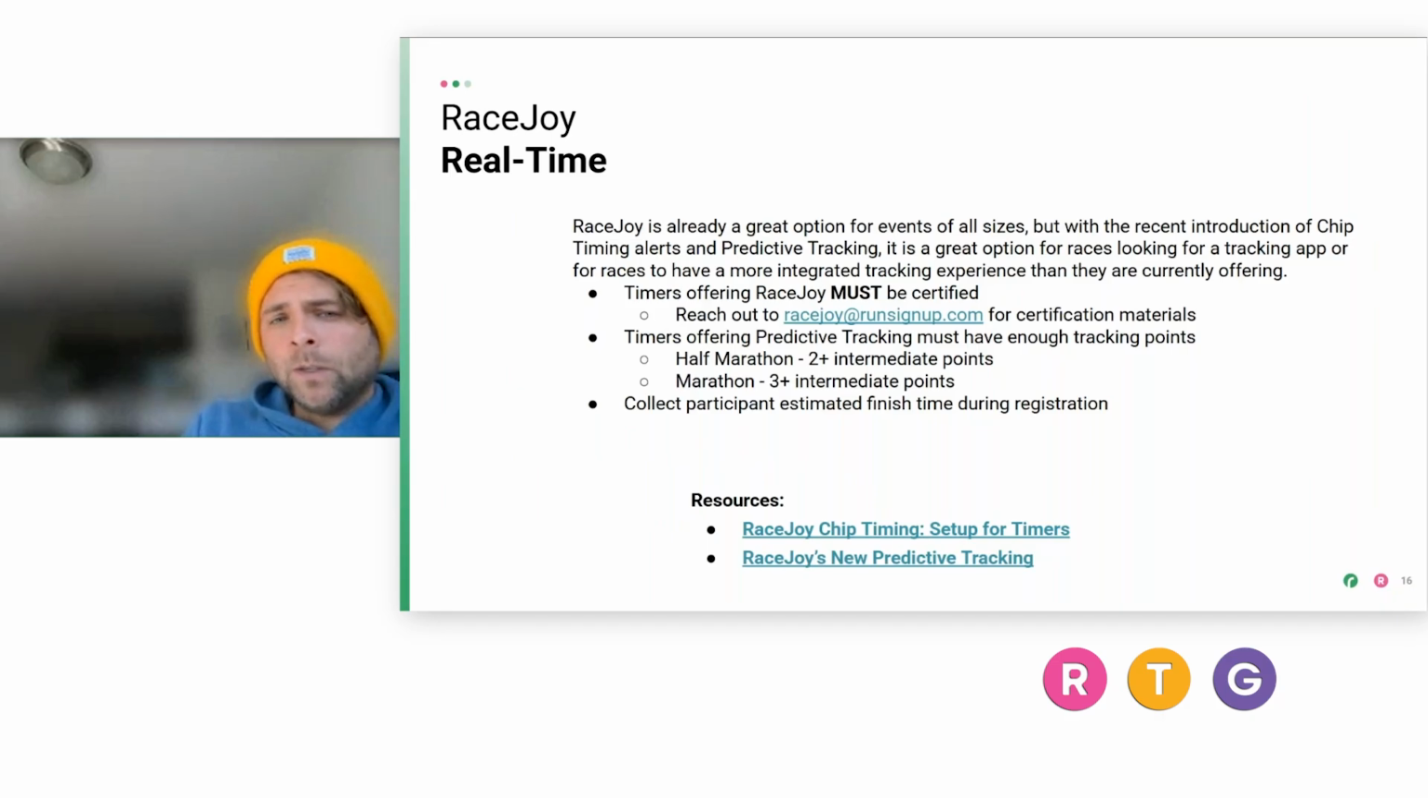If you're interested in offering predictive tracking, you must have enough tracking points, and that means splits. Half marathons must have at least 2 intermediate points, marathons at least 3. And you should be, if possible, collecting participant estimated finish time during registration.